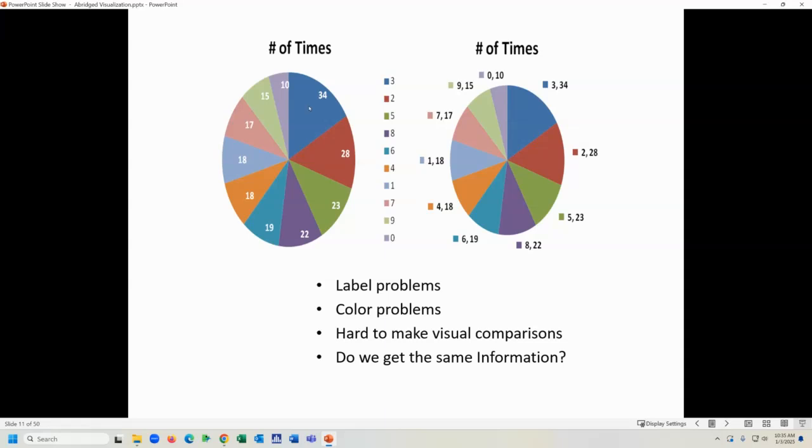Blue is greater than this color out here where the 17 is, as the sevens. So you can tell the blues are greater than the one that's indicated by 17. But can you tell it's twice as big? It's much harder to gauge sizes from slices of a pie.